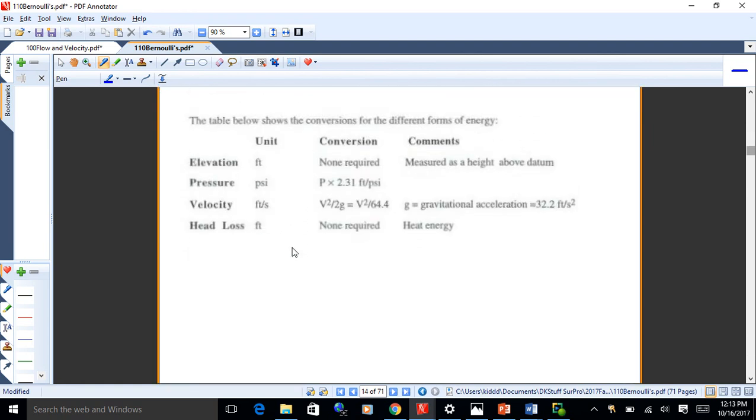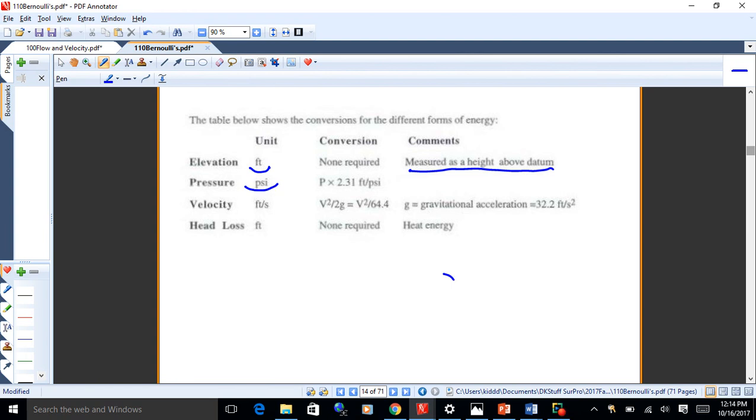So it's handy to have one unit that you work with to work with all these different things. So we have to do a little bit of unit conversions here. This is on page 96. So elevation is in feet. Now that's the common unit that you use to measure energy in water. It's measured as a height above a datum. A datum is a reference plane that you measure up from. The common one that surveyors use is sea level, okay? So it's just some height above some reference line that you've created.